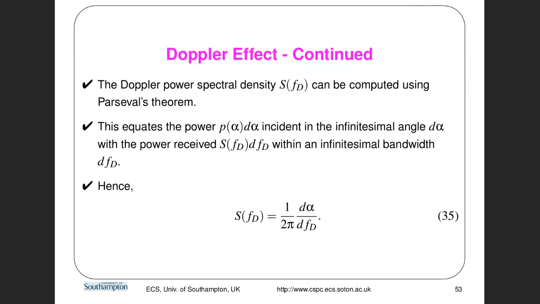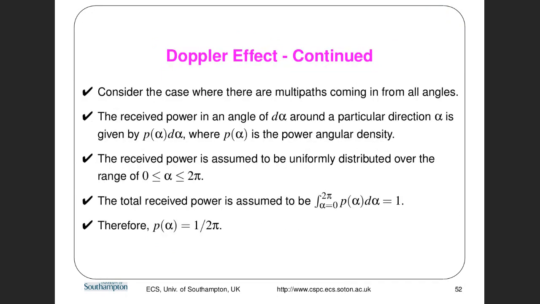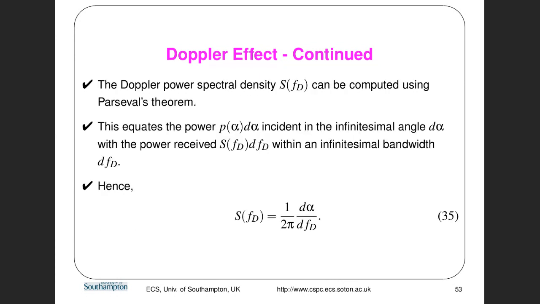But eventually what we want is a Doppler power spectrum density. What we get here is power angular density, because we can better visualize it. We can visualize angles, right? So we get this power angular density first. But eventually what we want is power spectral density, because we want to see how power is smeared in the frequency domain.